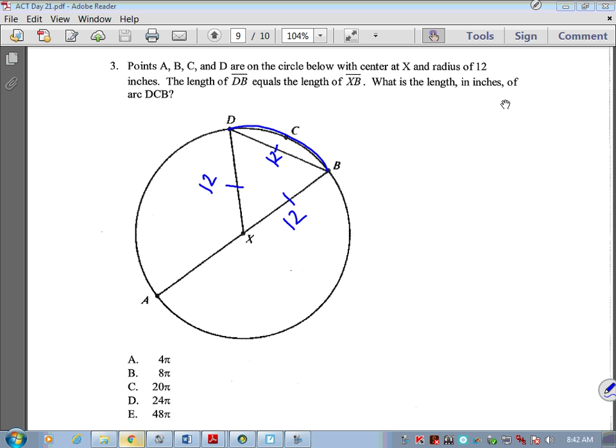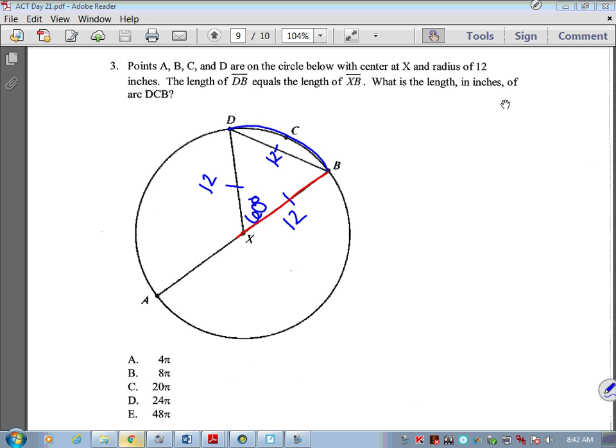Well, if that's an equilateral triangle, what are all the angles? They're all equal. It's an equiangular triangle, so the angle DXB is what? All angles of equiangular triangles are the same no matter how big or small. They're all 60 because you're taking 180 divided by 3. So I know this is 60, and I know that my radius is 12.